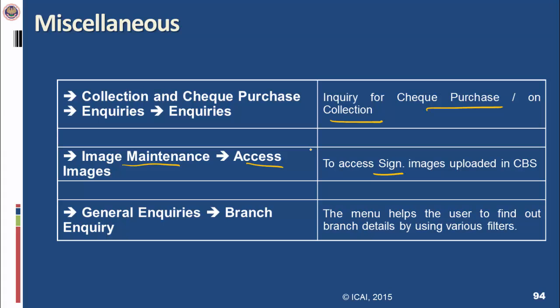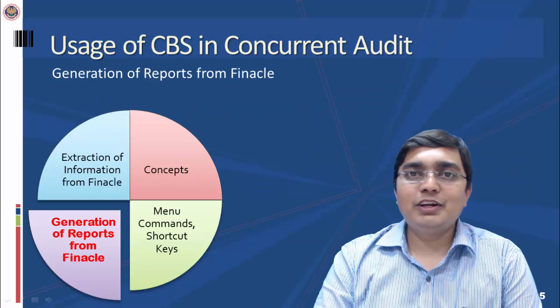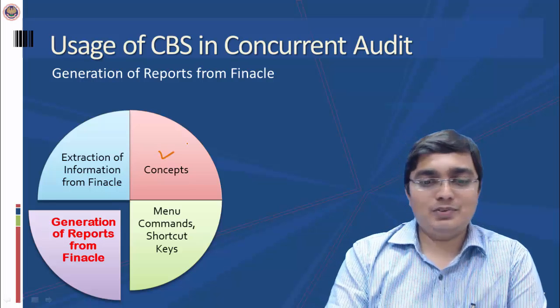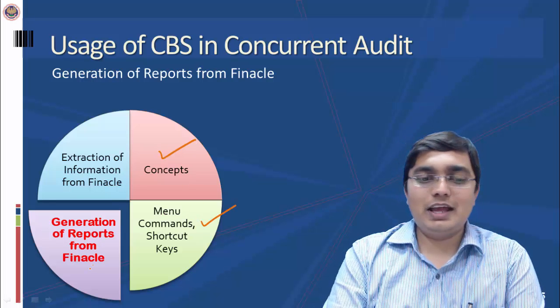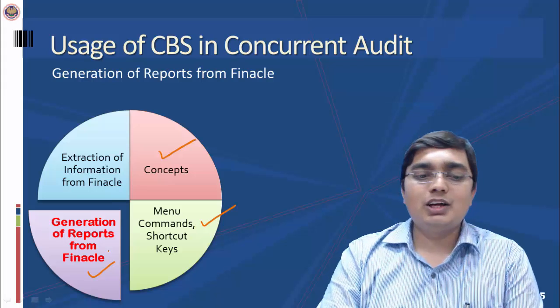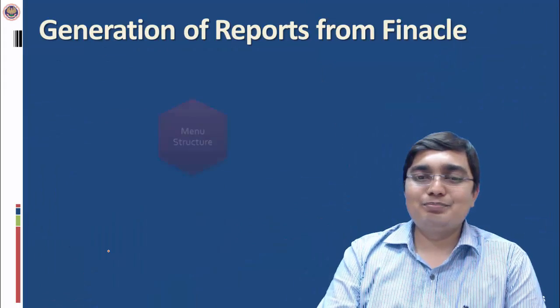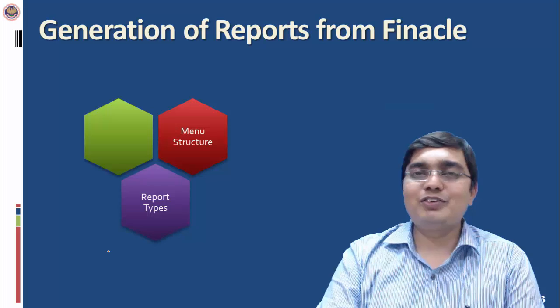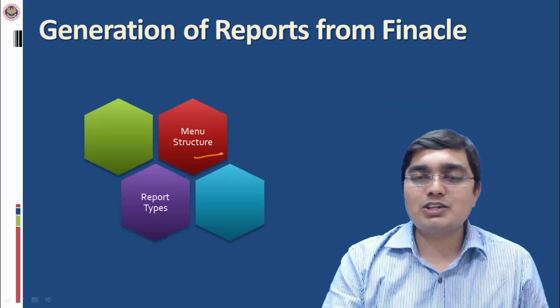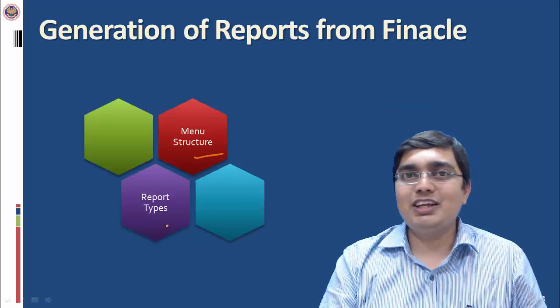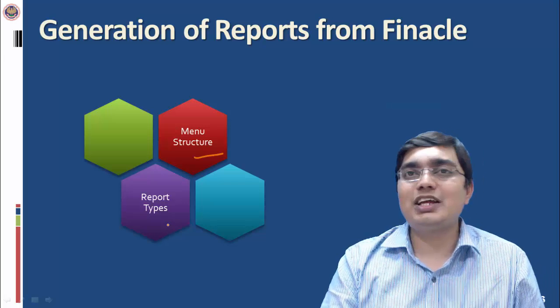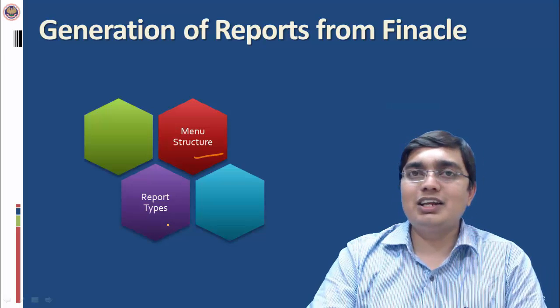So with this, we have completed the TCS banks menu codes. Friends, we have completed the concepts, menu command, shortcut keys, and now we are on to the generation of reports from Finacle. However, before going through the generation of reports, we need to understand what the menu structures and the report types are. Now we will go into detail about the menu structures and report types in our next few slides.